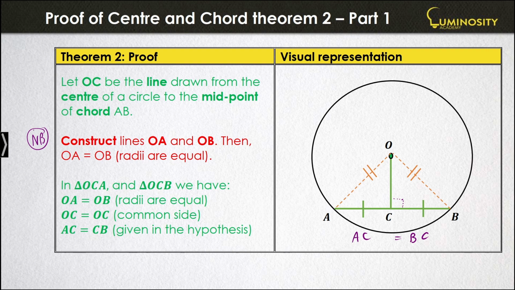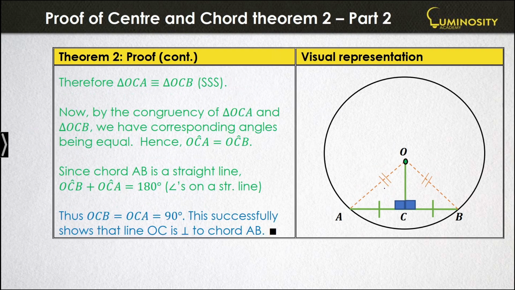Now, in these two triangles, again, we have that OA and OB are equal because they are radii, and all radii in a circle are equal. We have OC being a common side to both triangles, and we have AC equals BC, and that was given in the hypothesis of our theorem statement. So we therefore have triangle OCA and triangle OCB being congruent here. The congruency that we are showing is that all three side lengths are equal, okay?